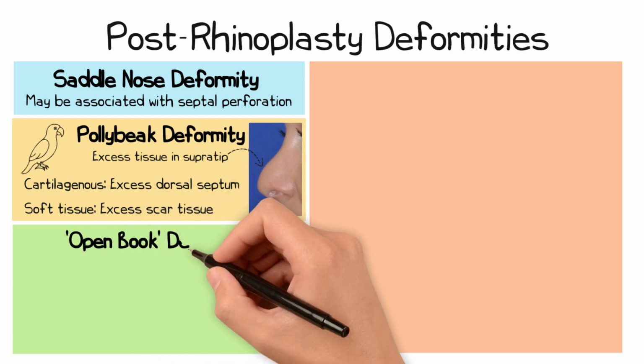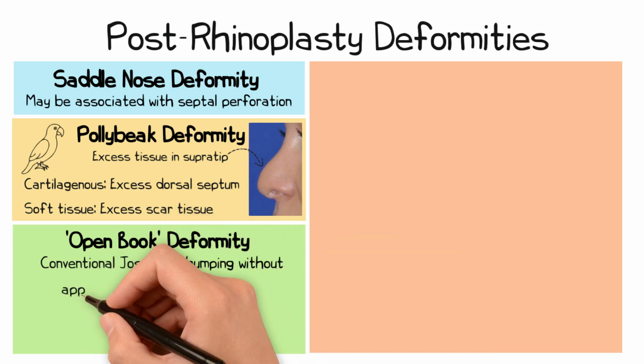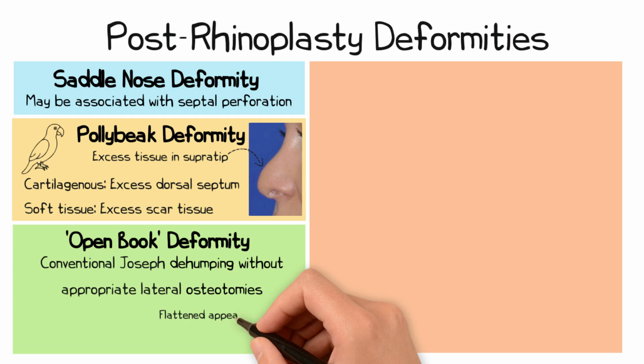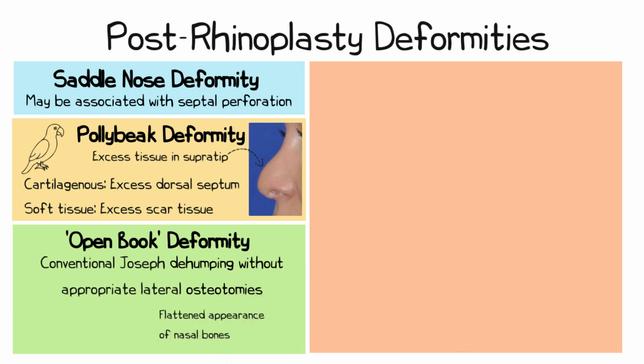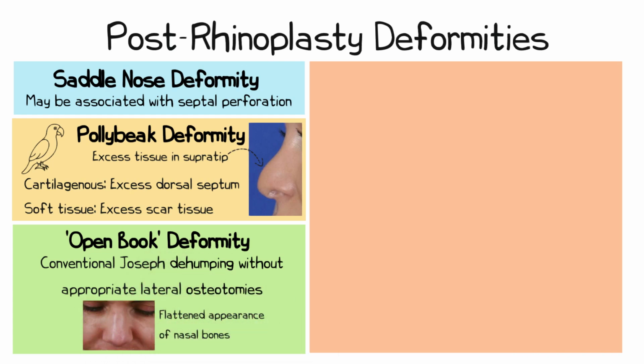An open book deformity is where conventional Joseph dehumping has been carried out, leaving a flattened appearance of the nasal bones. If lateral osteotomies are not carried out to close the open roof, it can leave a widened and unsightly appearance of the nasal bones.